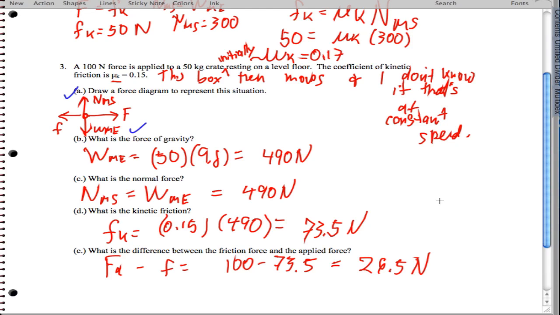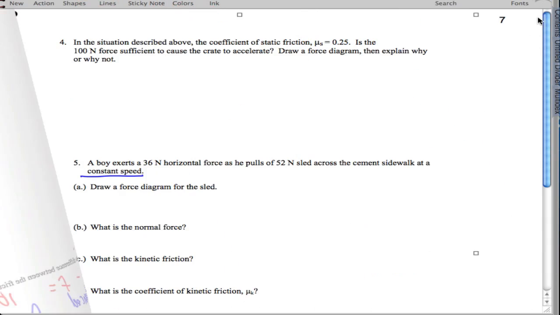26.5 newtons. Okay, so this is actually the situation that we're going to be doing our lab on next week. We have unbalanced forces. And what we're going to learn about next week is, what does this mean? Okay, what's going to actually happen? Now there's a little hint of what should happen in the next problem that we do.